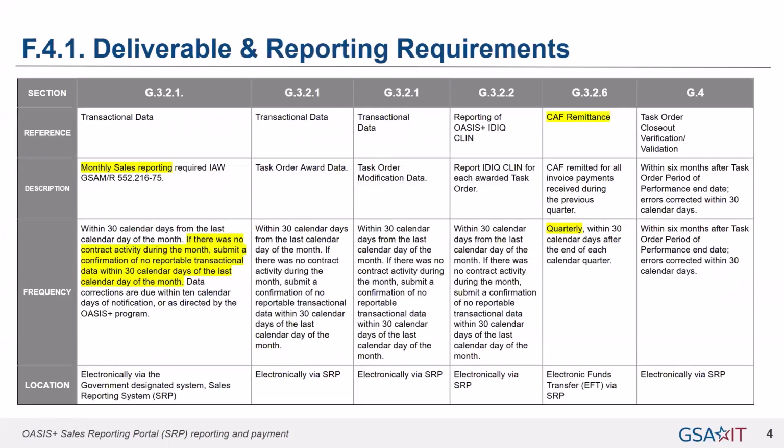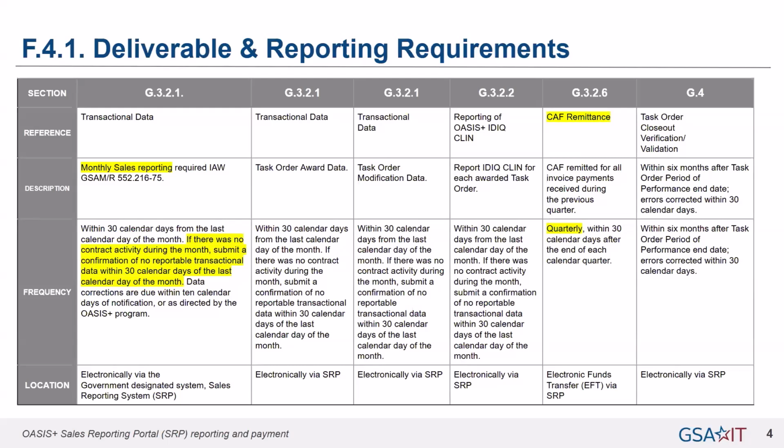All right, so let's start with the requirements. So these requirements are on all OASIS Plus solicitations and contracts. It's a summary table. You don't need to go through it line by line. The important thing, the main takeaway here, is what's highlighted, right? Under these clauses and sections, we have monthly sales reporting and then quarterly CAF remittance, right? So everything is done on a quarterly or a monthly basis.